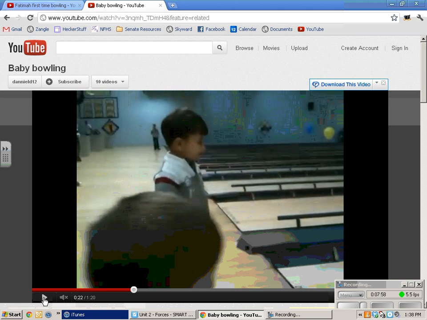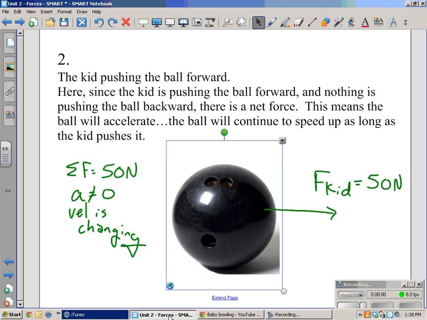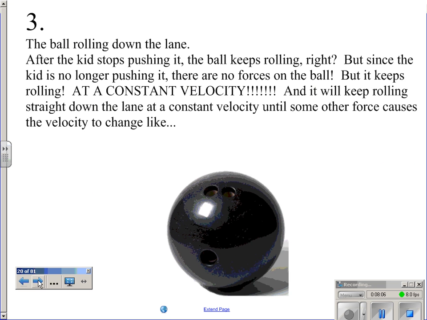So that is part 2. All right? Part 3 is the ball rolling down the lane, right? After the kid stops pushing it, the ball keeps going, right?